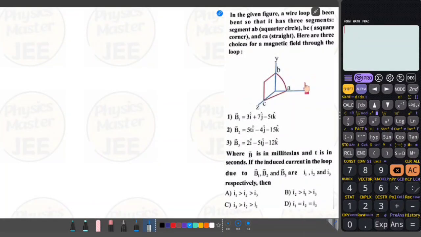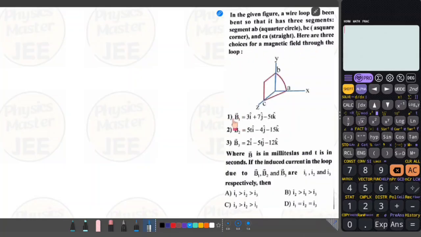Here are the questions from electromagnetic induction from level 3 and level 4. The first question is, in the given figure, a wire loop has been bent so that it has three segments. Segment AB is a quarter circle, BC is a square corner and CA is a straight line. Here are three choices for magnetic field through the loop.